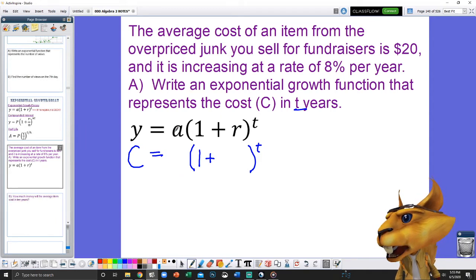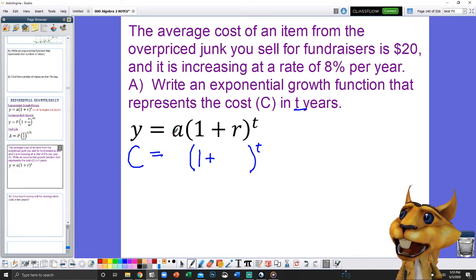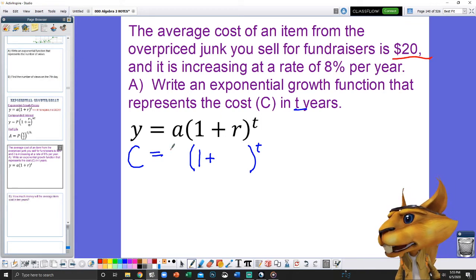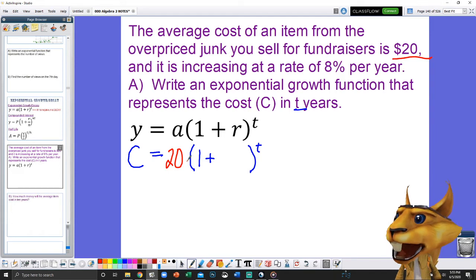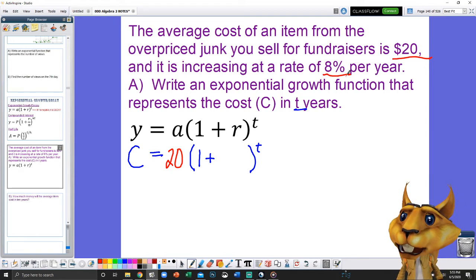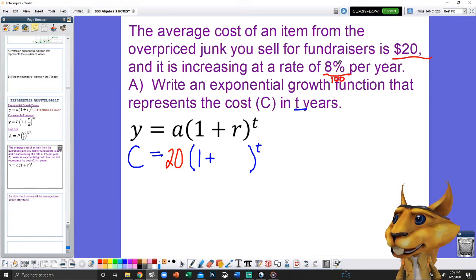So let's talk about the original amount. What was the original amount that we started with? So in this case, it's money, and the original amount of money that your overpriced junk started off at was $20. So I'm going to put $20 right here. Okay, next I have to figure out the rate. Now the rate is in percent form here, but we have to convert it to decimal. So what you do, just bust out that calculator, do whatever this number is with a percent sign, and divide it by 100. Percent means per 100, so we can cancel that and just divide by 100. So when you do 8 divided by 100, that gives me 0.08.